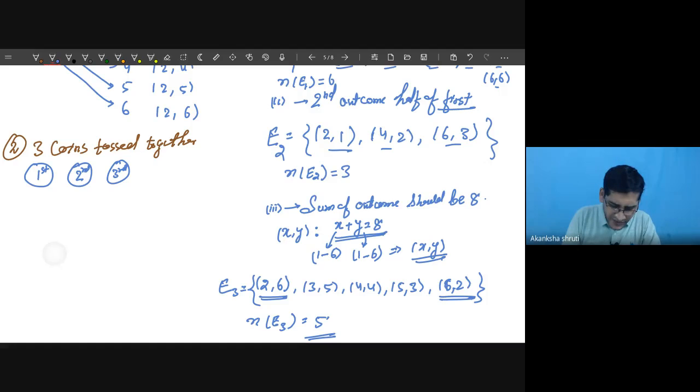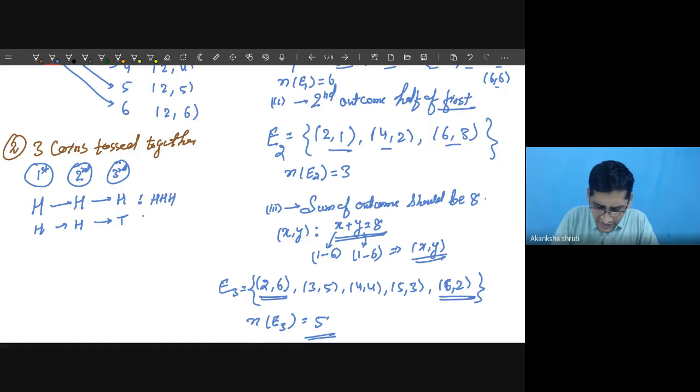It is possible that on the first coin you are getting the head. For this first head, you may get the head on the second coin, and on the third coin you may get the head. Or it is possible that on the first coin you get the head, second coin head, but on the third coin you get the tail. So always write by changing only one element at a time. Means first is head, second is head, third is tail. So how to write this? It is just HHH. This is HHT.